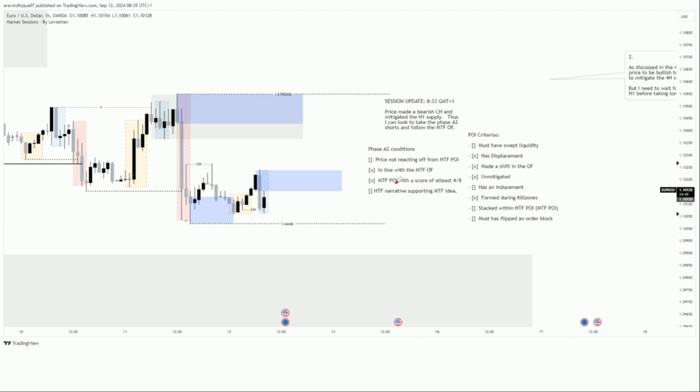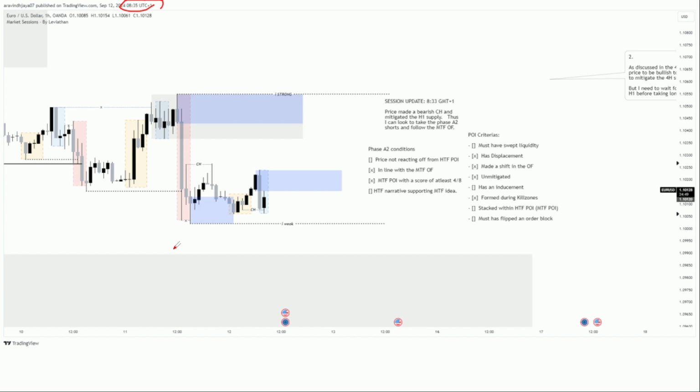So at 8:33 GMT, price made a bearish chalk and mitigated the H1 supply. Thus, I can look to take phase A2 shorts and follow the medium time frame order flow. It's simple, right? But I missed one point here.